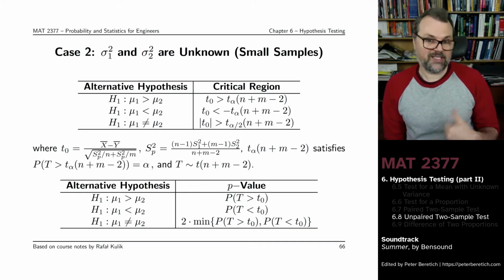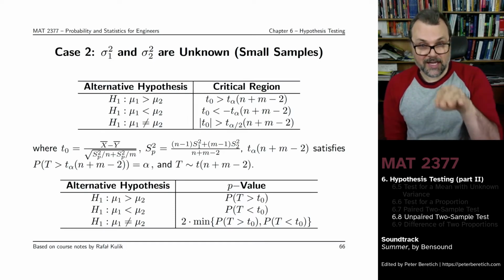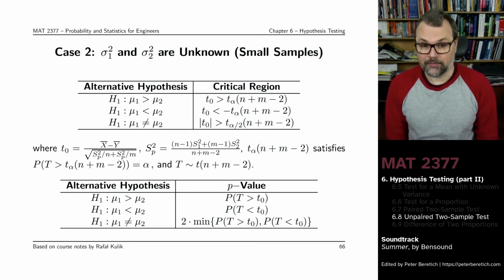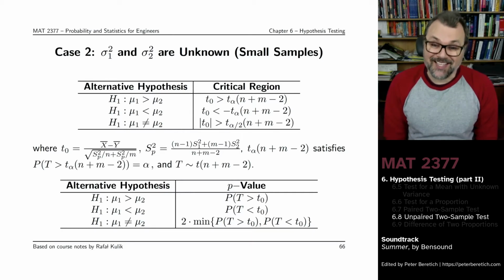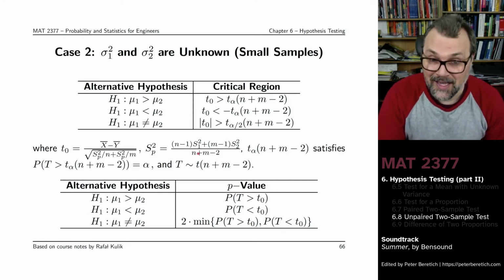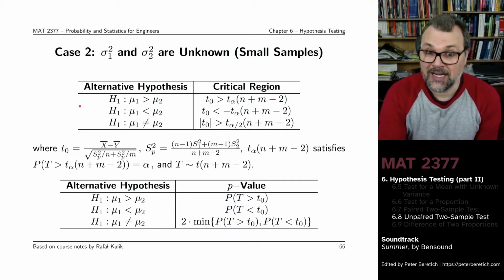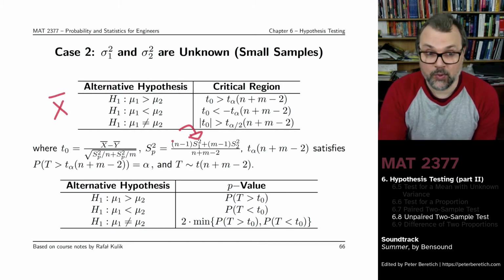All the z's have been replaced by t's, and you have to have a certain number of degrees of freedom. In this case, specifically for the unpaired tests, the degrees of freedom are n plus m minus 2. And if you think of these degrees of freedom as representing the number of things that had to be estimated before you could do the computation, well, you had to estimate S1 squared with the data that was available from the first population, and that requires you estimating X bar, right? Because S1 squared is given in terms of X bar, not mu1, the true population mean.